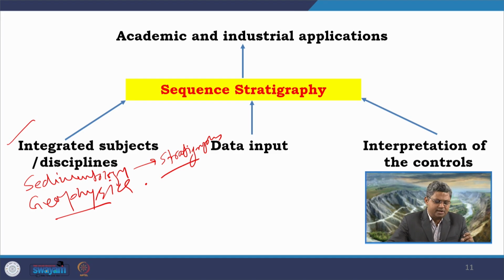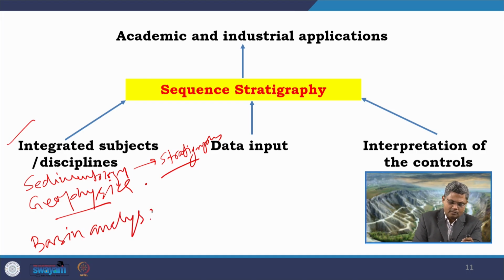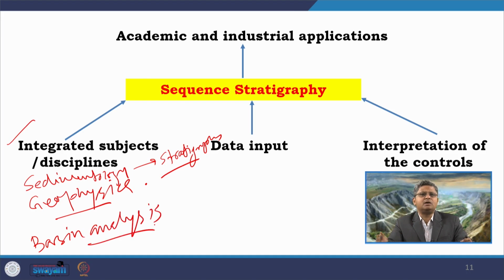Apart from these three areas, we can get input from geochemistry, we can get input from geomorphology, we can get input from isotope geochemistry, and also we can include data from basin analysis. So, these are some of the subject areas, not all. These are some of the subject areas which can be directly or indirectly involved in sequence stratigraphy in terms of supplying or interpretation of data. Definitely this is not an exclusive list. There are many other subject areas which can have a direct or indirect link.